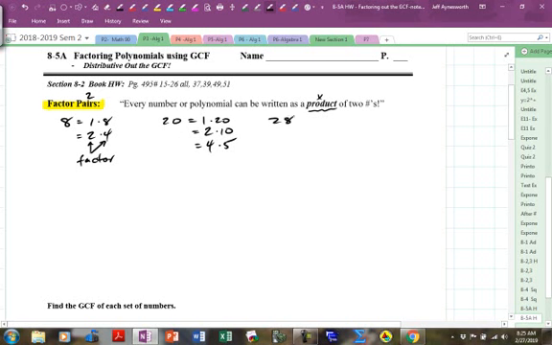Now you try 28. Pause the video, try 28. All right, so now let's check your work. You have 1 times 28, 2 times 14, and 4 times 7 as your 3 factor pairs. Some numbers only have a few, some numbers have many. And again, as the number grows and gets bigger, you might have more and more factor pairs, unless it's prime.